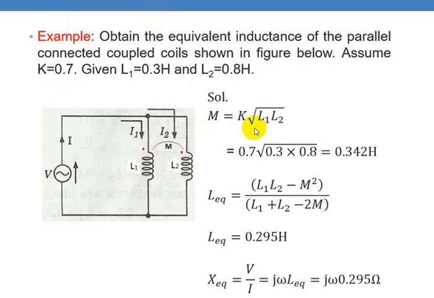So here the mutual inductance M is given by K into under root of L1 into L2. So K is given and L1 and L2 values are given, substitute. So you will get 0.342 henries.